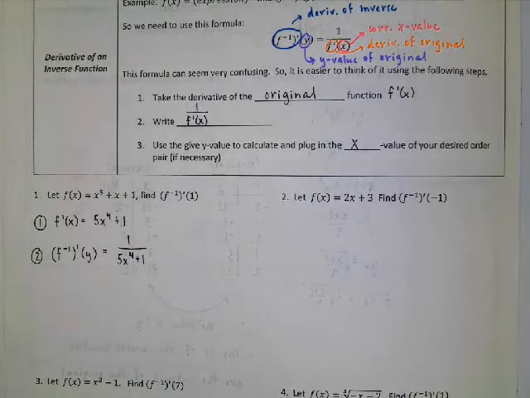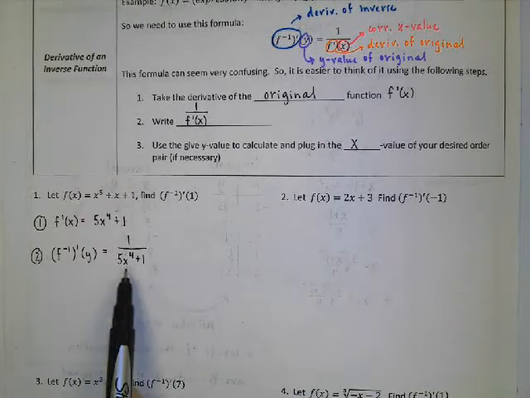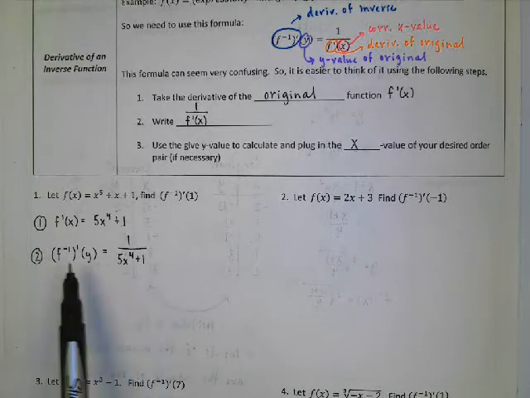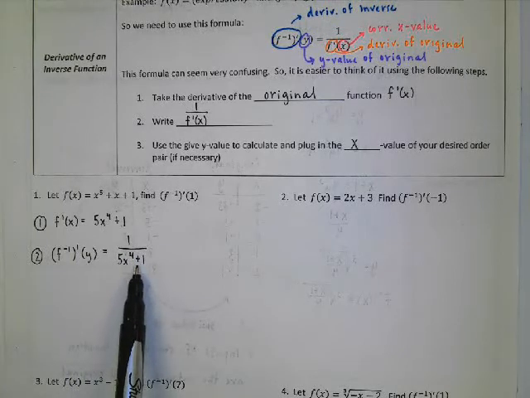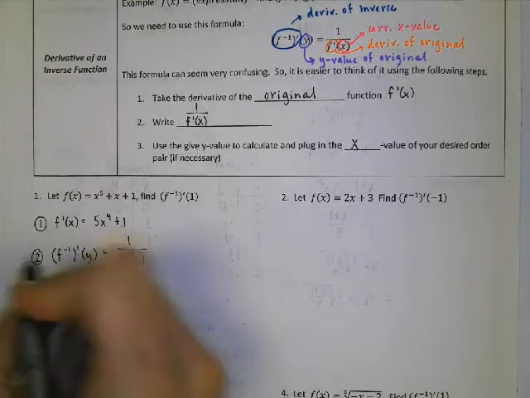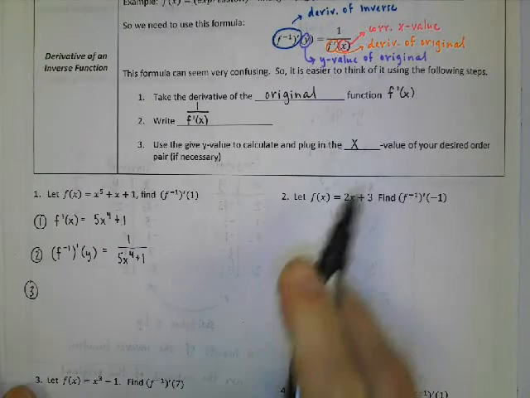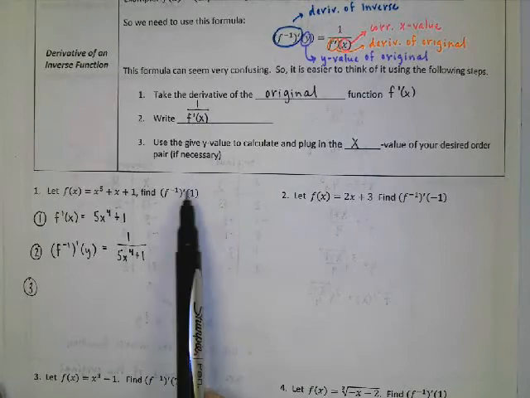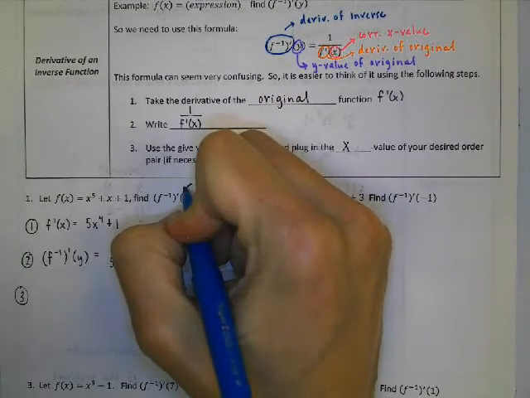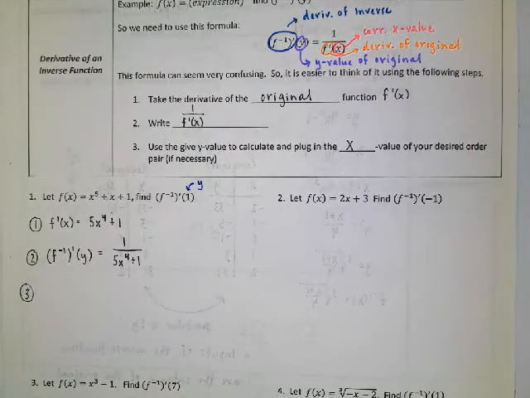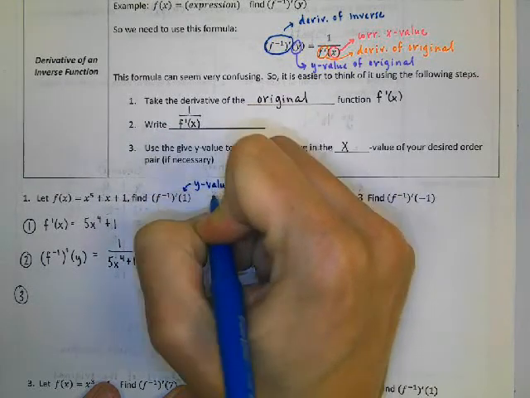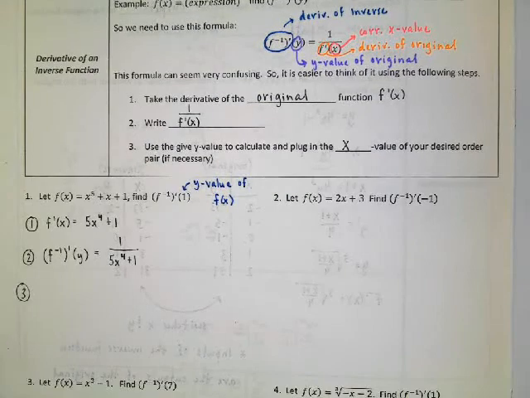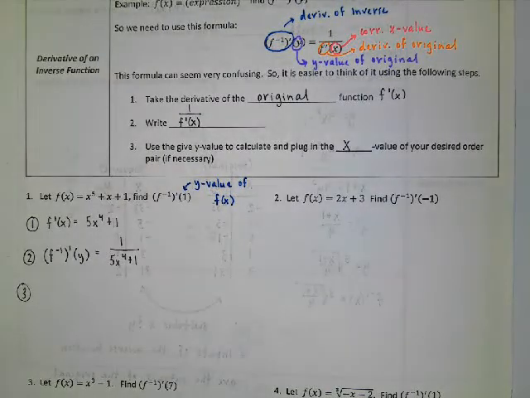And so writing it this way is going to help us differentiate between the y value and the x value that we actually need to calculate. So we know the derivative of the inverse at the given y is 1 over f prime of x. And so now we're going to do step 3, and what we need to do is use this given y value. Again, remember that this value here is a y value of our original, that's our y value of f of x. We're going to use that to calculate the corresponding x value.